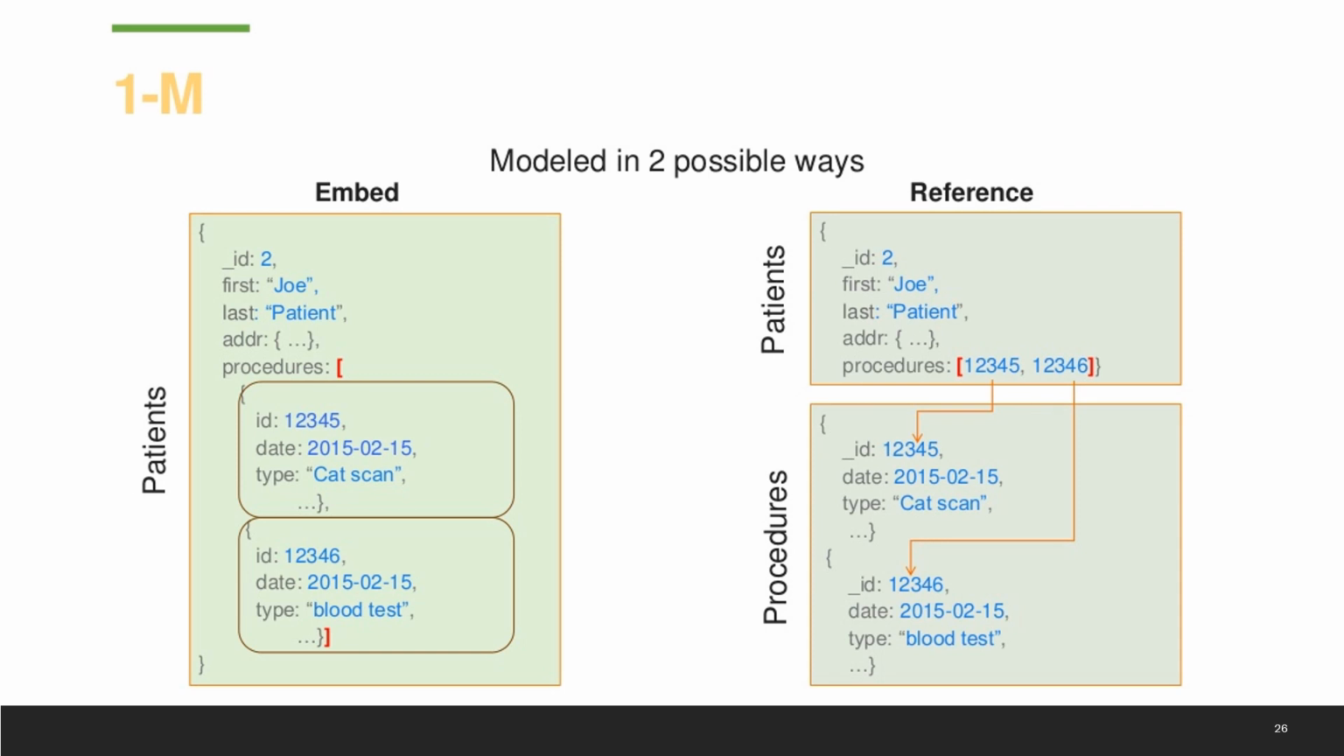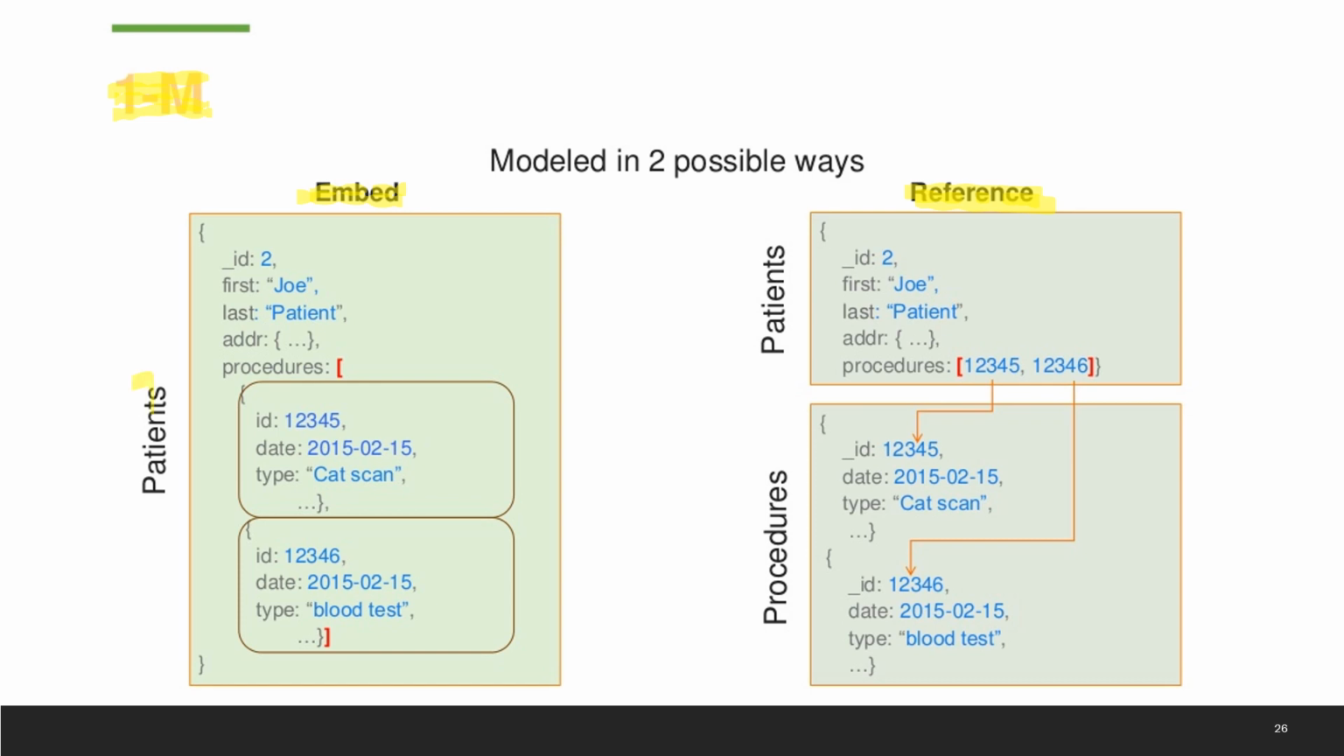Next, we will talk about the one-to-many case. Again, with the one-to-many, you can model it in two possible ways. That is to use embedding, which means to embed whatever you want to refer to inside that document itself directly, or to use the referencing mechanism. Okay, let's look at the embedding first.